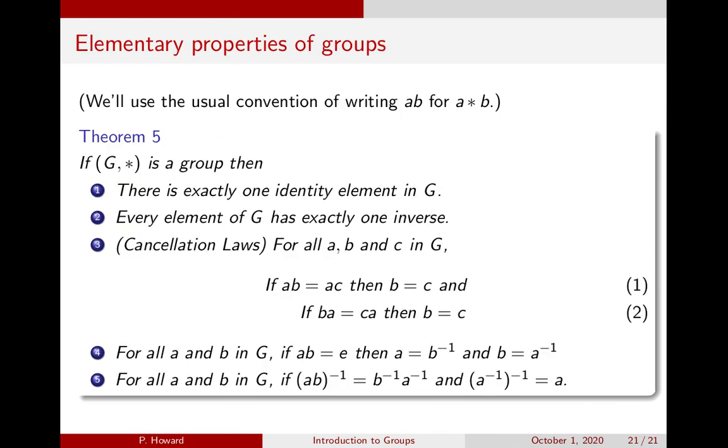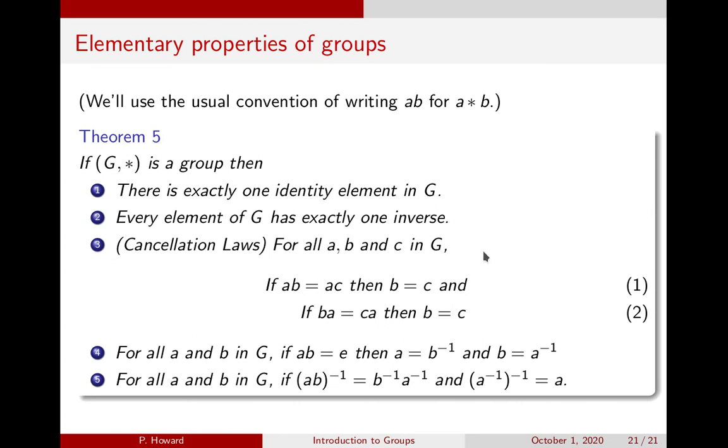And now some of the elementary properties of groups, a couple of which we already know about. So a theorem: if G, star is a group, there is exactly one identity element in G. This is something we proved before. If there's an identity element for an operation, there has to be exactly one. Every element of G has exactly one inverse. We proved that. And now the last three we have not proved, and these will appear in the exercises.